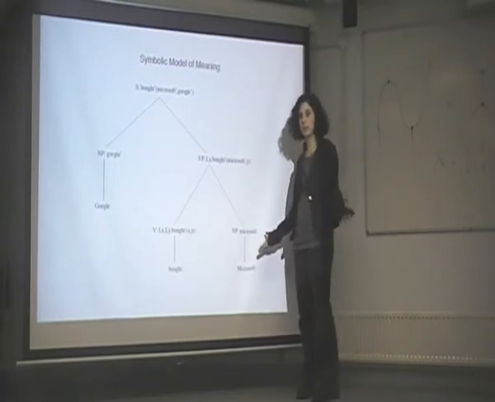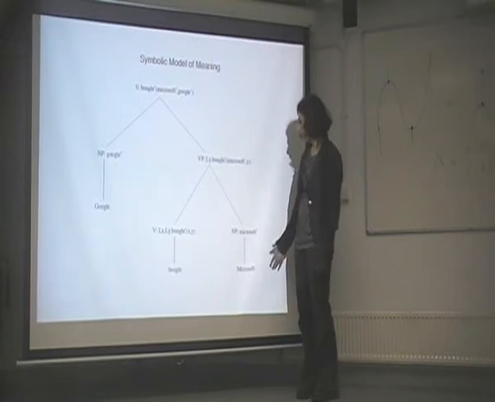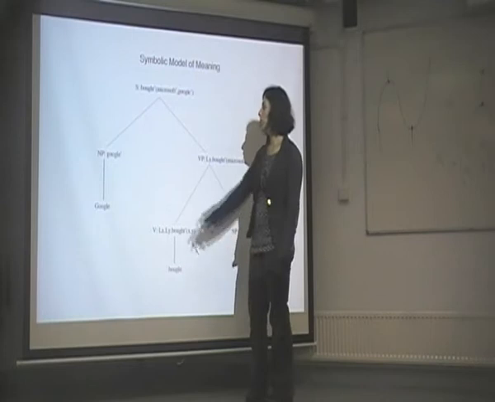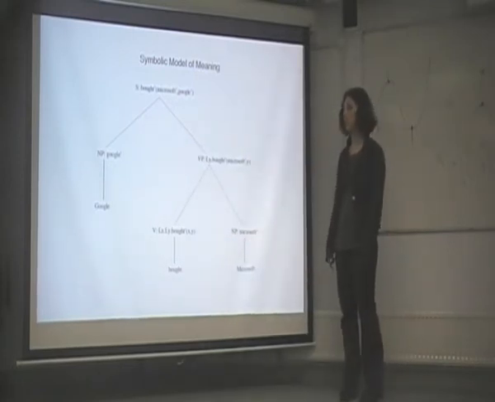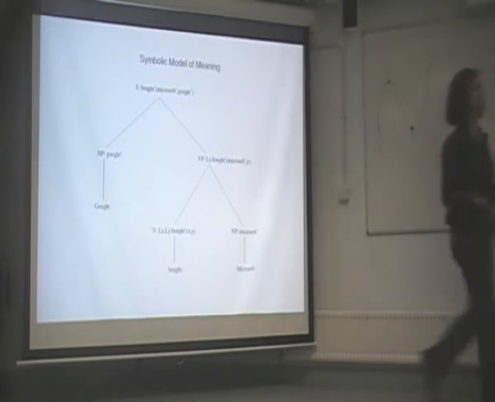Doesn't tell us anything about the meaning of the words, does it? At the end, the noun phrase will be Microsoft, and the verb you think of as a relation, which will connect a noun phrase to a noun phrase, and if it does so, you assign truth value 1 to it. Doesn't say anything about the meaning.